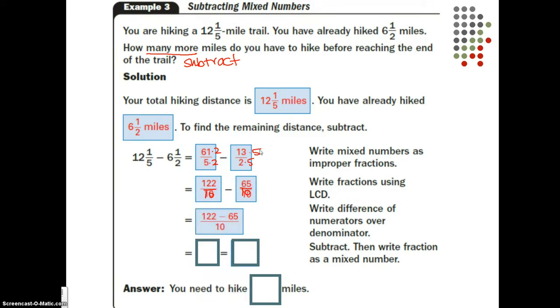Take 122 minus 65 all over 10. You get 57 over 10. Change it to a mixed number. 5 and 7/10 is your answer. That's the remaining distance.